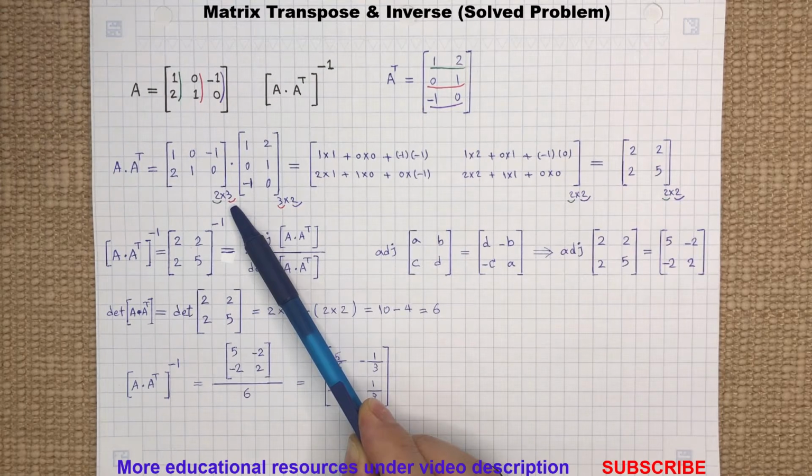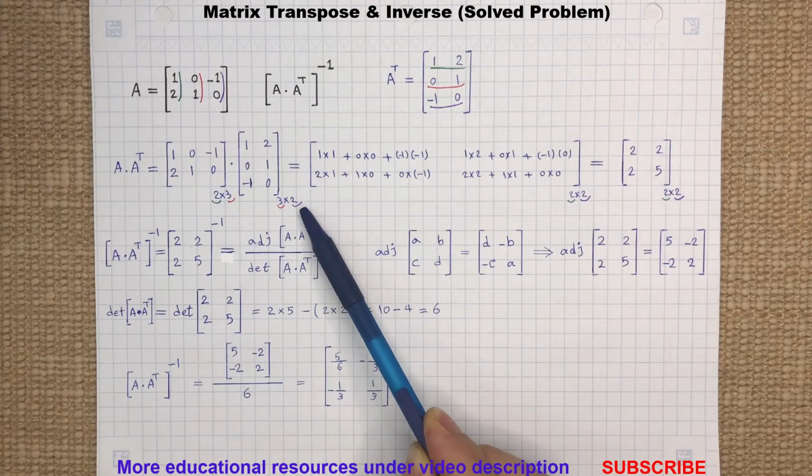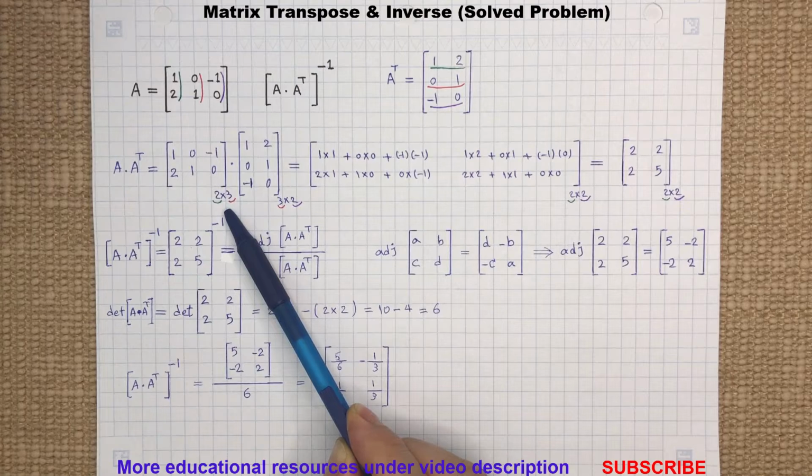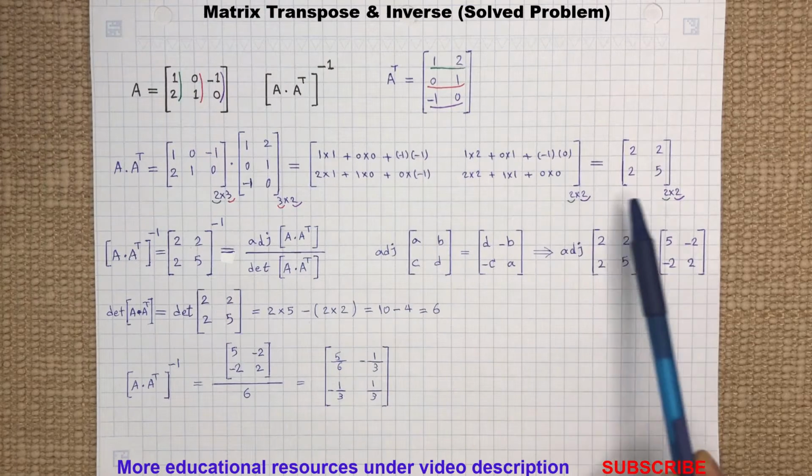A quick reminder, we can multiply two matrices if the number of the columns in the first matrix is equal to the number of the rows in the second matrix. And the resulting matrix will have the same number of the rows as the first matrix and the same number of the columns as the second matrix. Now, since A is a 2 by 3 and the transpose of A is a 3 by 2 matrix, then we are able to multiply them and their product will be a 2 by 2 matrix.